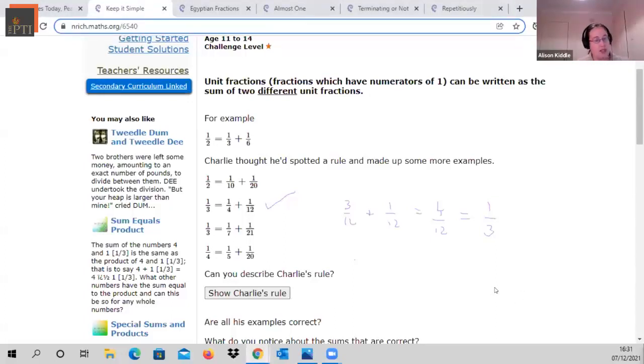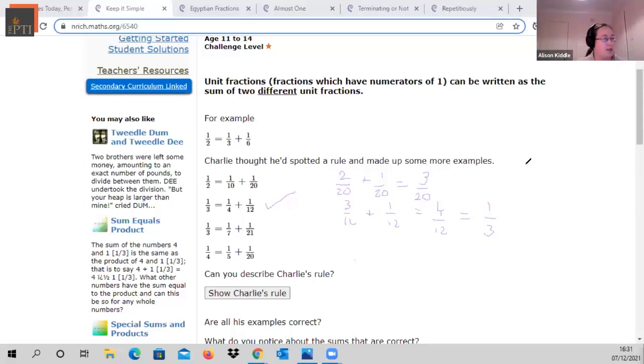So how would you explain that the other 2 didn't work then? Well, I could change all the fractions into 20ths. For the first one, very quickly I can see that since 1/10 is 2 20ths, 2 20ths plus 1 20th is going to be nowhere near a half. So I don't have to spend very long worrying about that one. Okay.